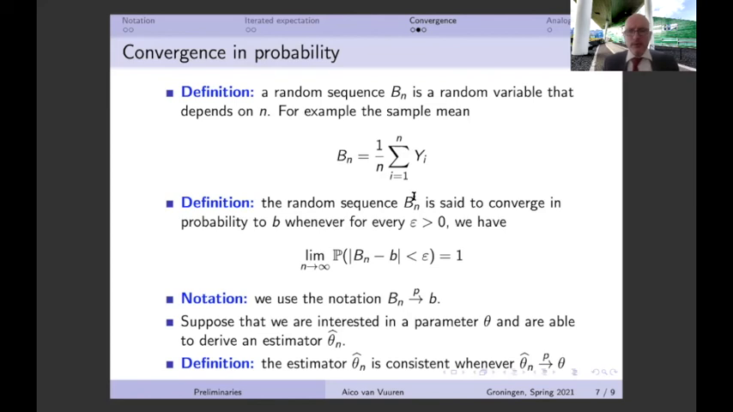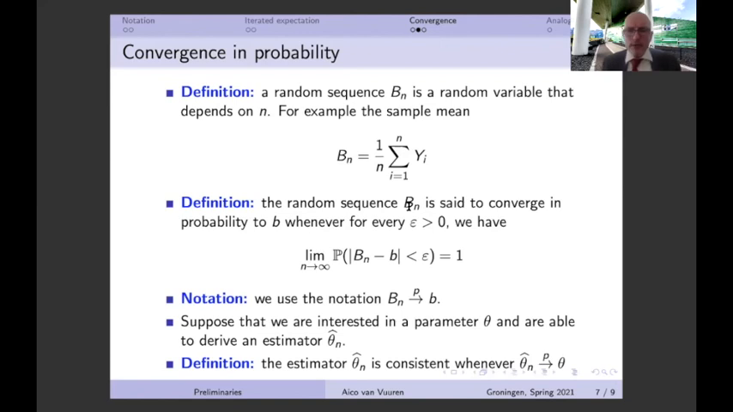Why is this important? Because we would like to do something the same when we look at probabilities. But with probabilities, we have a problem: a random sequence doesn't have predetermined outcomes. That means we cannot talk about the difference between, say, Bn and B, because we do not know what Bn is. So talking about the difference between Bn and B is as good as impossible.